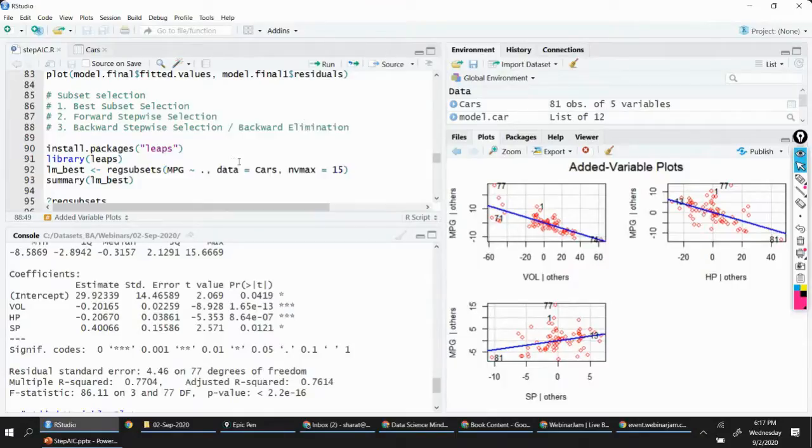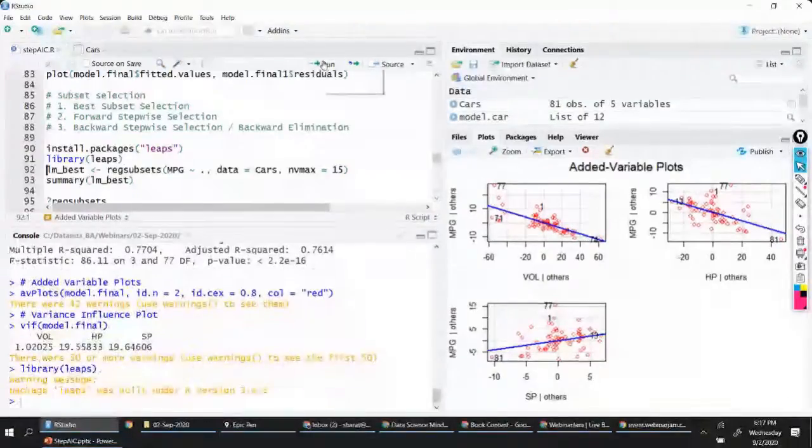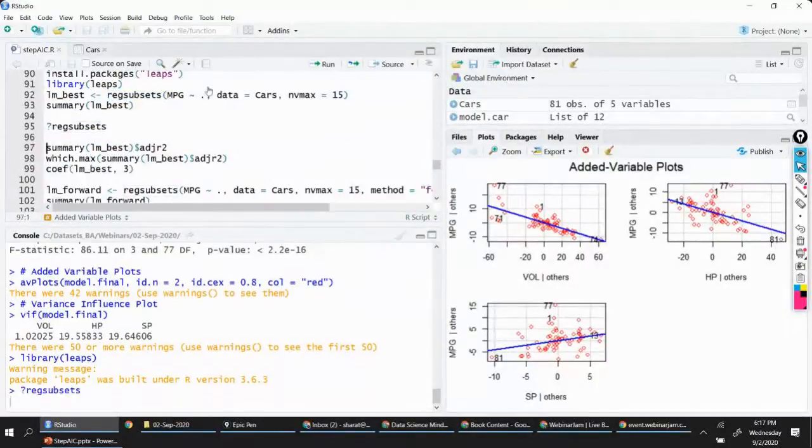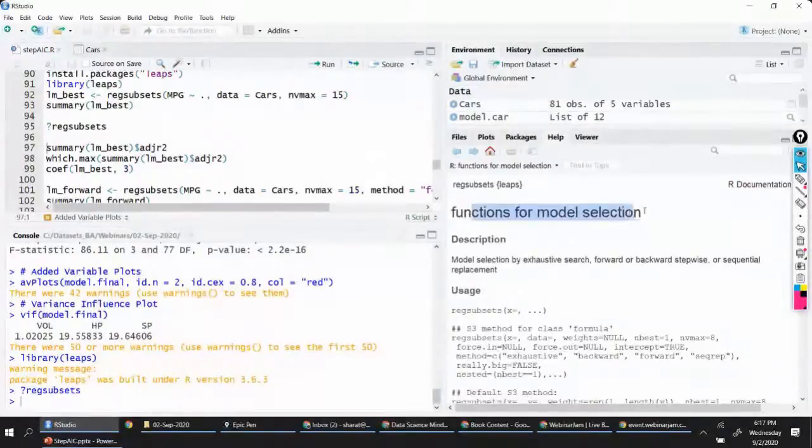Now what I do here is I install a package called leaps. Install leaps, right? And you can say regsubsets, or you can do question mark of this regsubsets. Functions used for model selection. Model selection by exhaustive search, forward, backward, or sequential replacement. That is your stepwise. Right? So these are the options that you can pass here for subset selection.